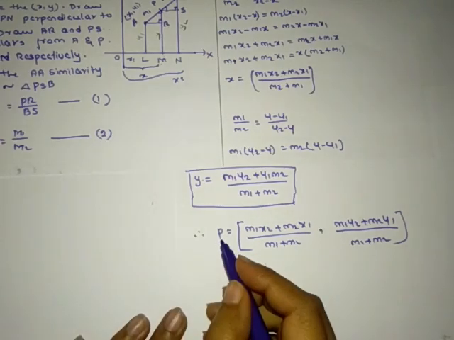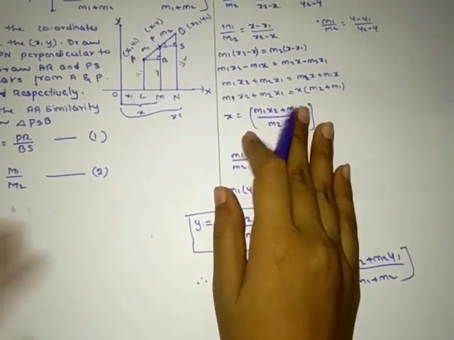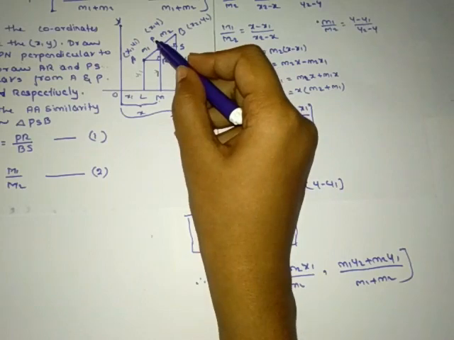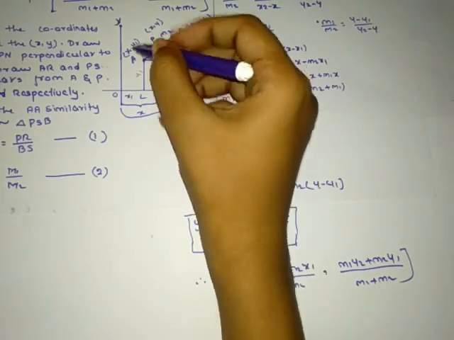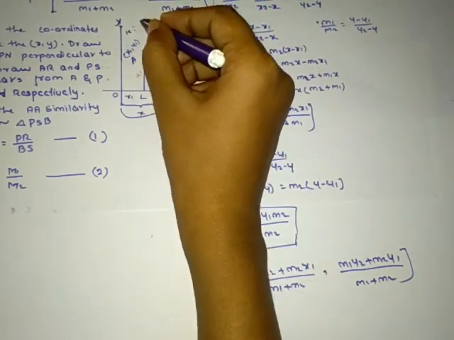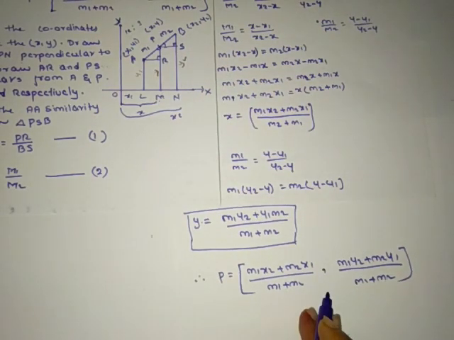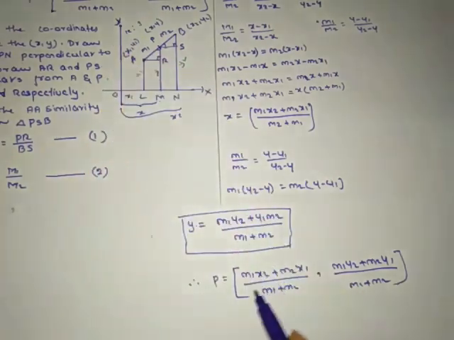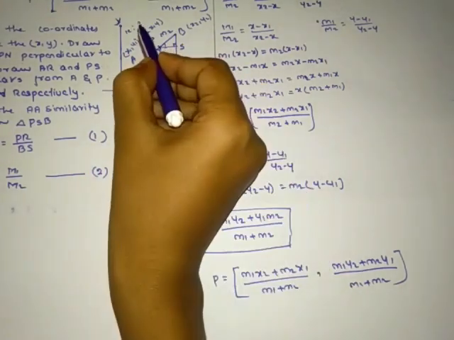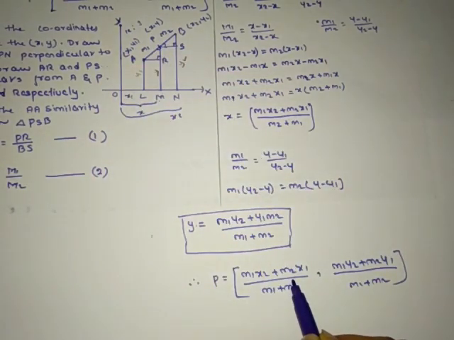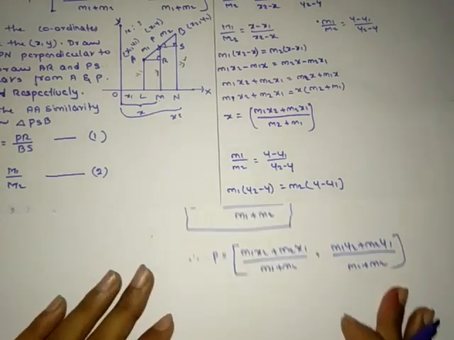Next we'll see some important points. If the point P divides the line AB in the ratio k is to 1, using this diagram only, the given formula will become, in place of m1 we need to substitute k, and in place of m2 we need to substitute the value of 1. Okay, we'll see how it looks.